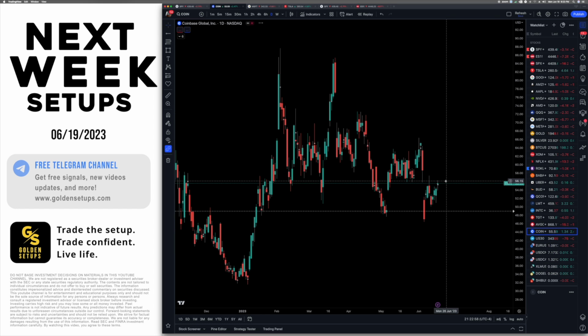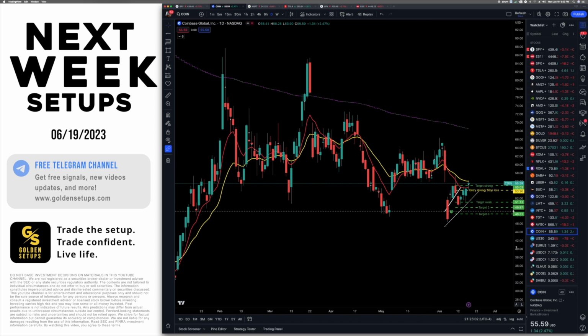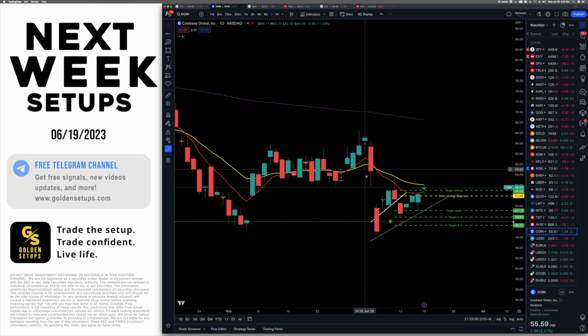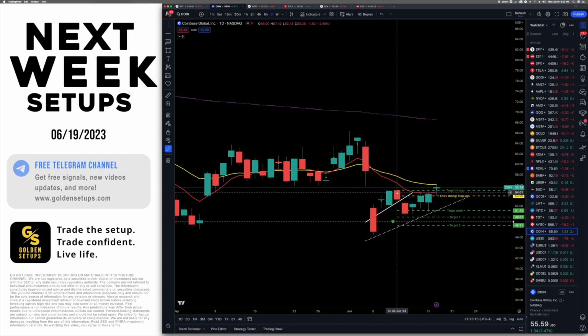Let's look at Coinbase. All right, Coinbase looking weak or strong? I got a lot of lines here, but let's go ahead and break this down. When we did last week's setups, it was the 11th, I believe. So here's Friday right here. We drew our trend line, and this yellow line was our entry. We got that entry, and we dropped all the way down to the target weak.